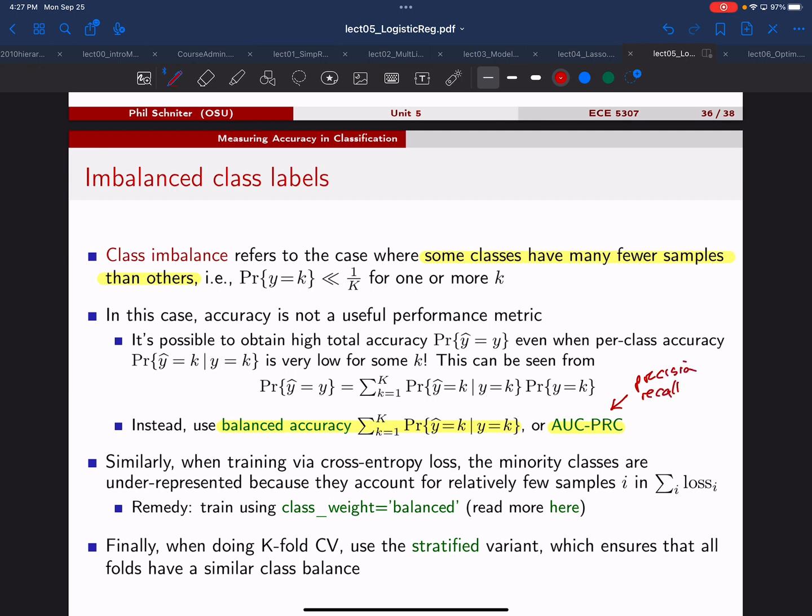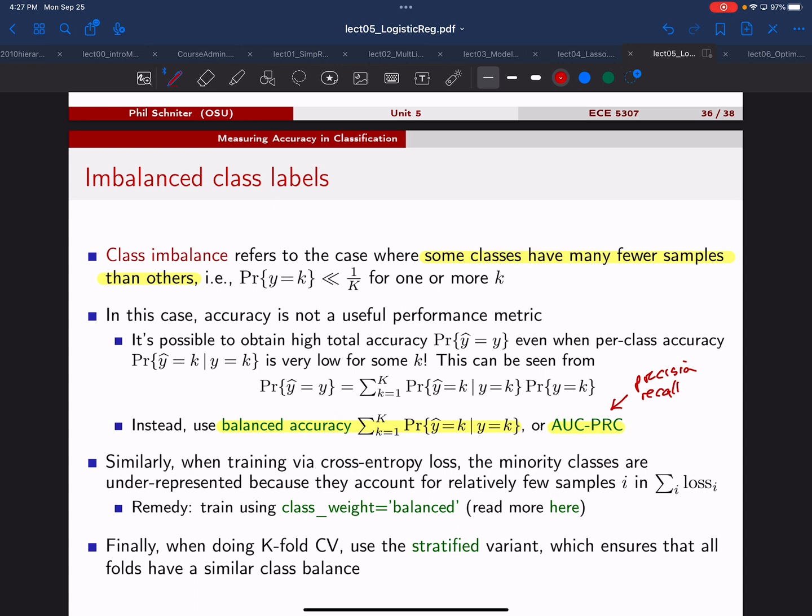And because we don't know exactly the threshold we want to use for precision and recall, we can just look at the area under the curve, which is threshold independent, so we don't have to make that choice. So these are probably some of the most popular ways to measure performance in this imbalanced setting.